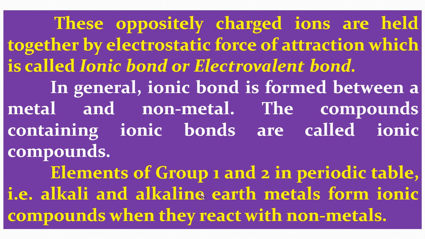The elements of group 1, for example sodium and potassium, and group 2, magnesium and calcium, in the periodic table, that is alkali metals and alkaline earth metals, form ionic compounds when they react with non-metals. Sodium Na and magnesium Mg react with a non-metal Cl to form ionic compounds, NaCl, MgCl2, AlCl3. So, these compounds are called ionic compounds when they react with non-metals.